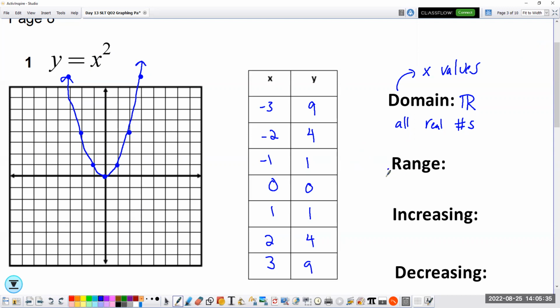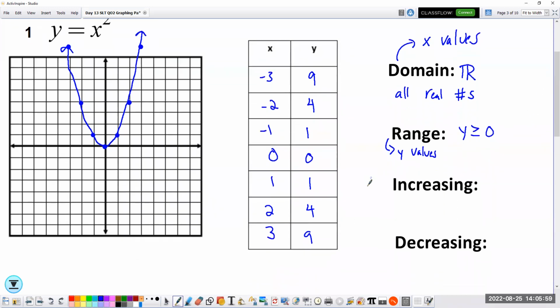Now, when we look at the range of a function, those are our y values. And the range is what y values does this function produce? What kind of numbers come out of x squared? Well, I can see on my graph, I only have numbers that are greater than or equal to 0. I only have positive numbers. So my range is going to be y is greater than or equal to 0.